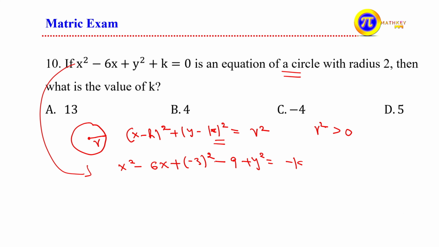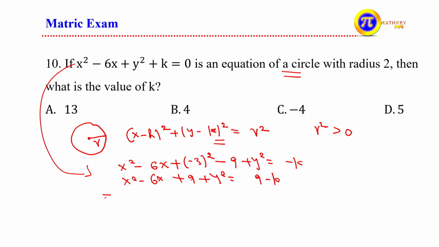This becomes equivalent to this one. Negative 3 squared is 9; 9 minus 9 is 0. So x squared minus 6x plus y squared, but we take this k to the right side. This becomes x squared minus 6x plus 9 plus y squared. Let's take this negative 9 to the right side. It becomes what? 9 minus k. Positive on the left becomes negative on the right side.